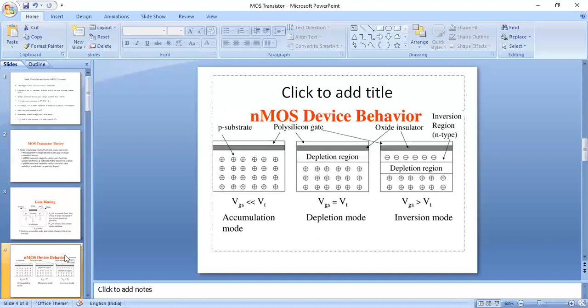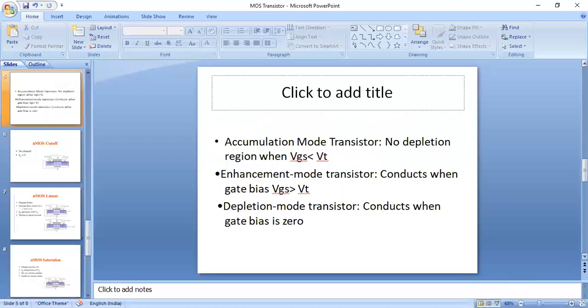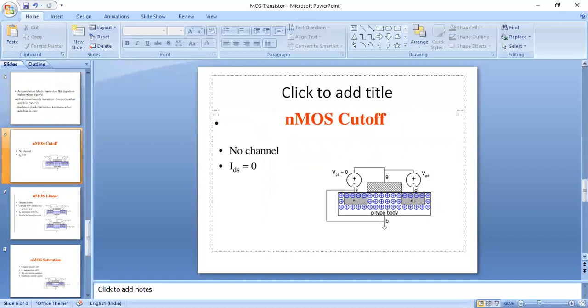If we apply more gate potential than the threshold level, what will happen? The space under the gate will be converted from positive charge carriers to negative charge carriers, so that the conduction takes place here. So these are the three basic modes of operation of the MOS transistor, and these are the diagrams here.